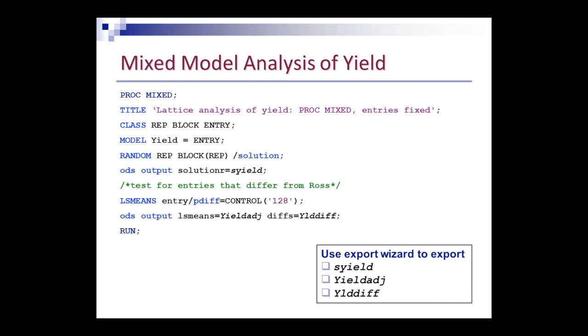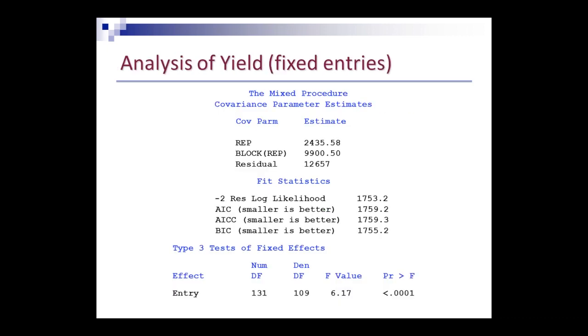And then I usually do some kind of mean comparisons. In this case, I'm asking for everything to be compared to one of our check varieties, Ross. And these output statements, you don't really need to have these, but if you want to have all the data put into a common file, like an Excel file, for later use, that's a convenient way to do it.